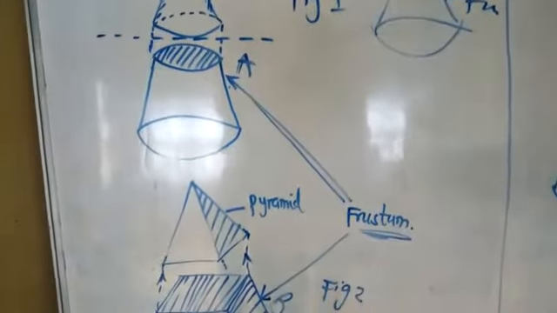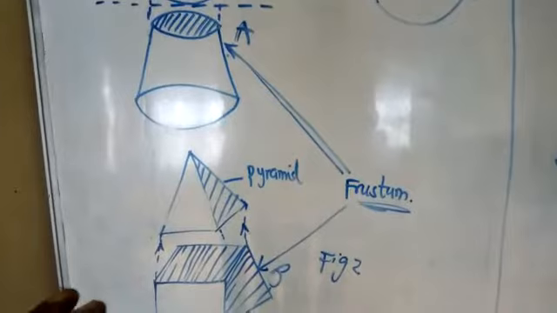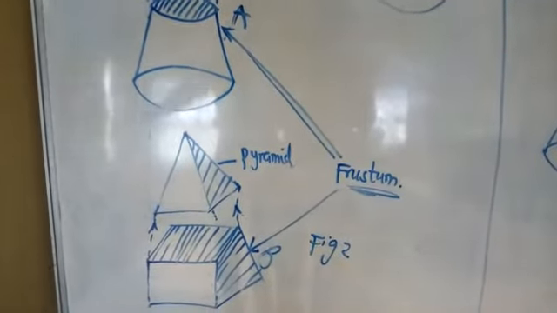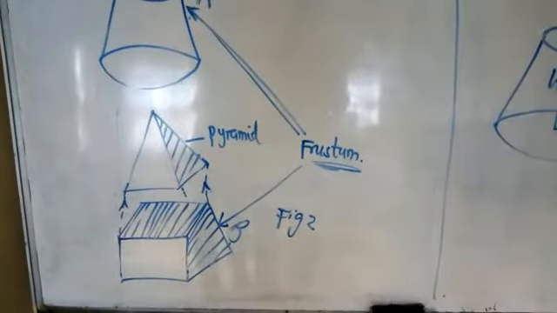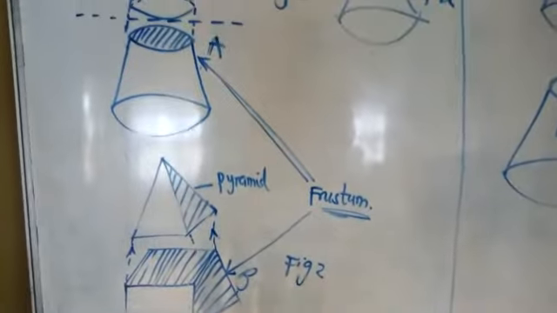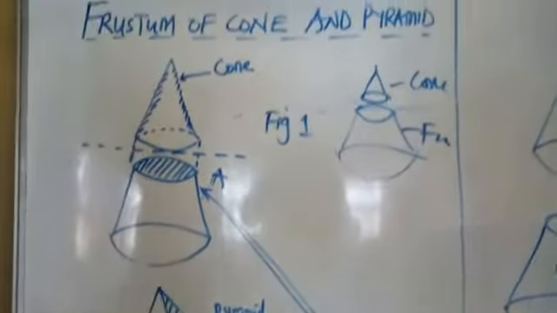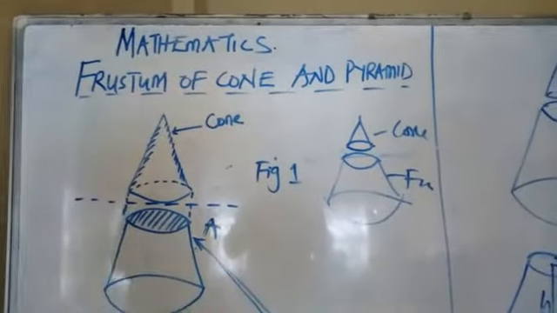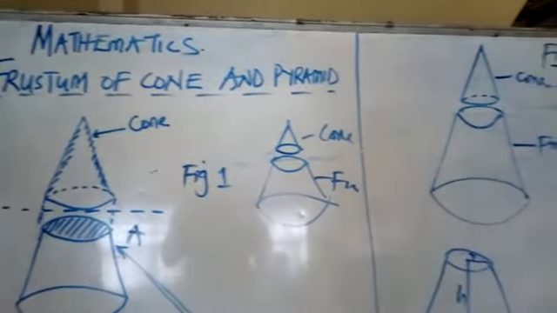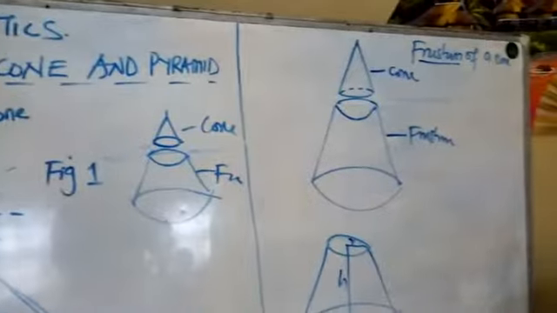Now we also have the pyramid. The pyramid is at the top, because you have cut across the pyramid. What we have at the bottom on that figure 2 is actually the frustum of the pyramid. Don't forget, our topic today is the frustum of the cone and that of the pyramid. Are you following, class?